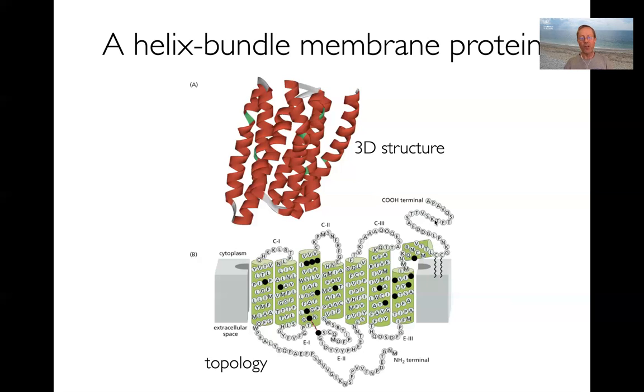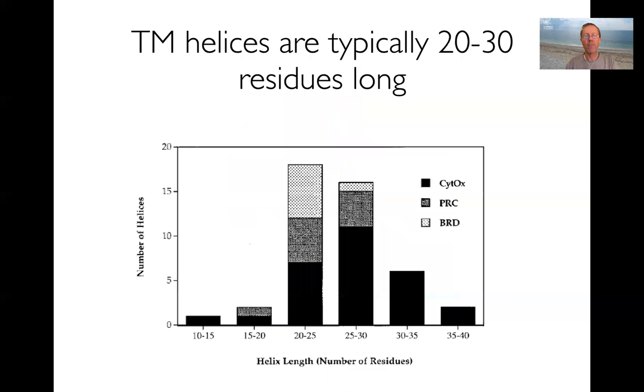That would be a good prediction to have, even if you don't have the 3D structure, or especially when you don't have the 3D structure of your protein. So topology prediction has for a long time been a favorite area in bioinformatics.